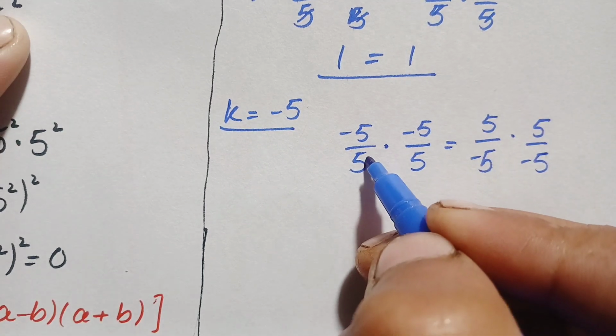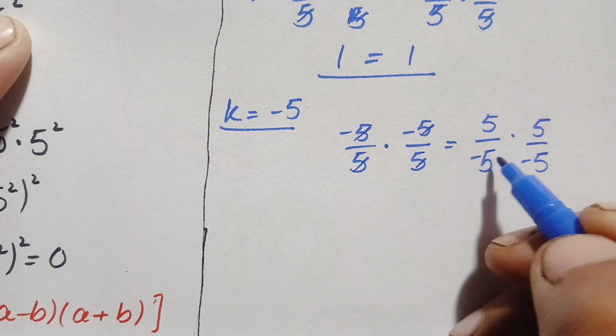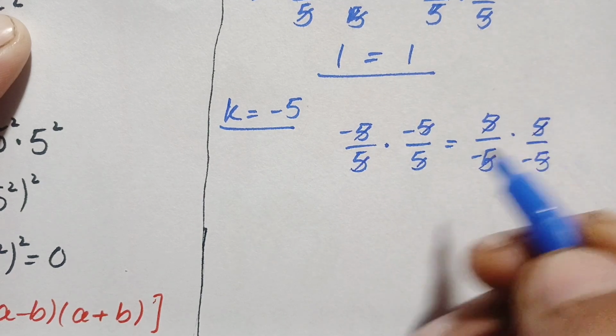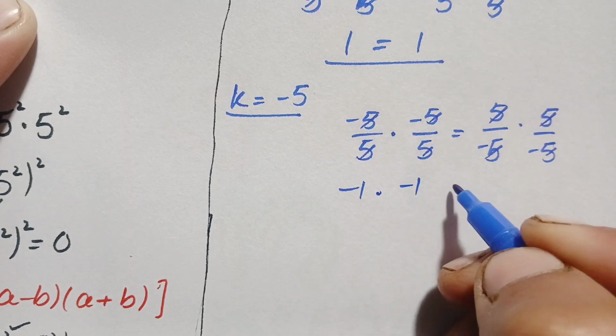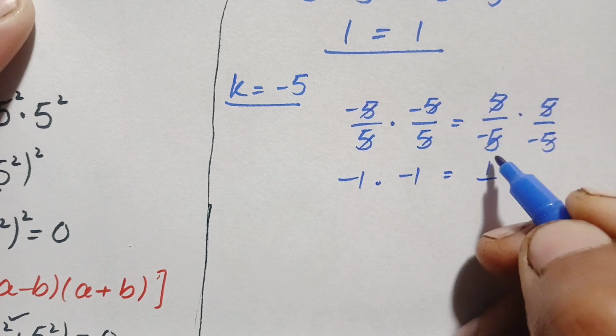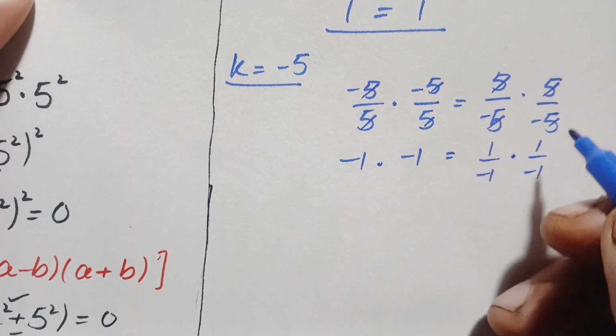So again we will cancel this 5 with this 5 and this 5 with this 5. In the same way, on the right hand side, this 5 will be cancelled with this 5 and this 5 will be cancelled with this 5. So here minus 1 is left times minus 1, and here there is 1 over minus 1 times 1 over minus 1.